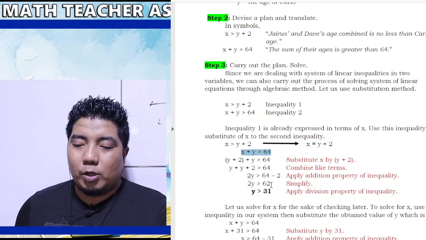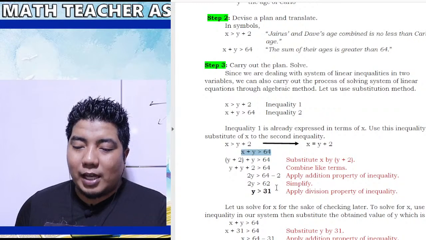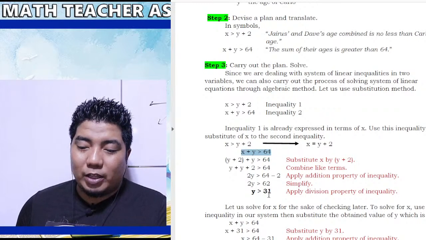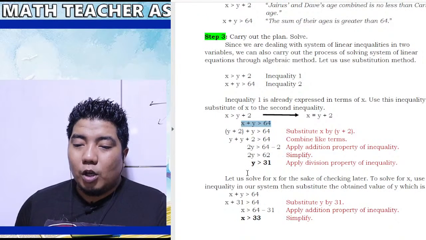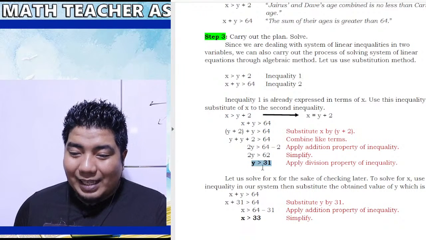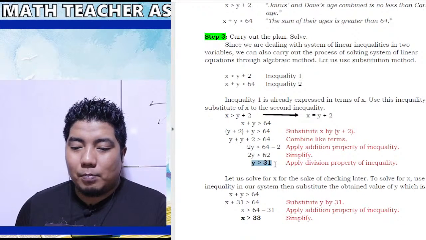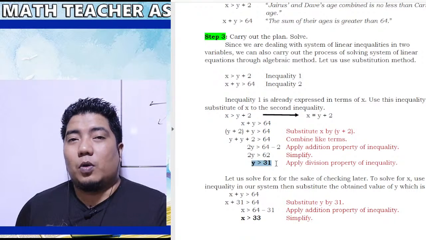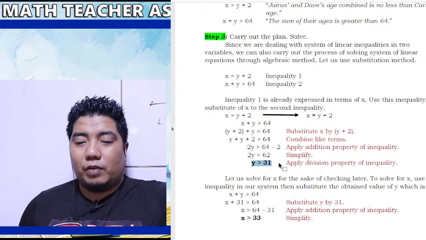So 64 minus 2 is 62. We divide both sides by 2. We have y is greater than 31. So y is greater than 31. What are the numbers greater than 31? So those are 32, 33, 34, and so on and so forth.